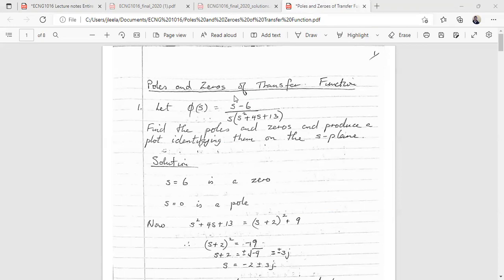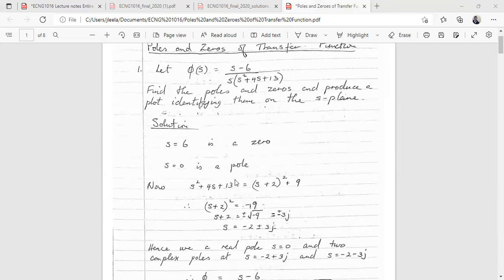Whatever value s works out to be will be a zero. So you notice here s minus 6. For this to be 0, s has to be 6. So s equals 6 is a zero. Clearly, we could see one of the poles here. If s is 0 here, that is a pole.